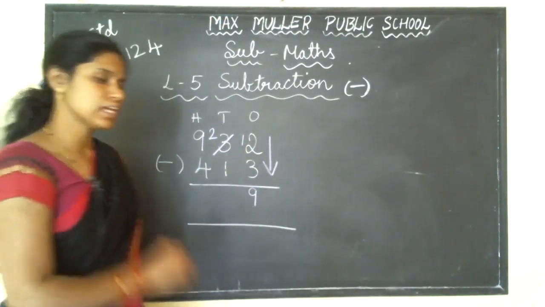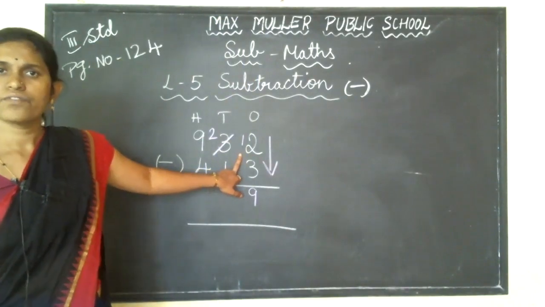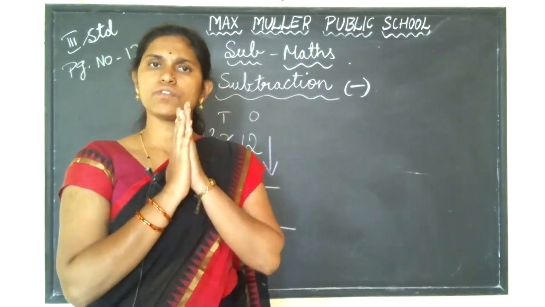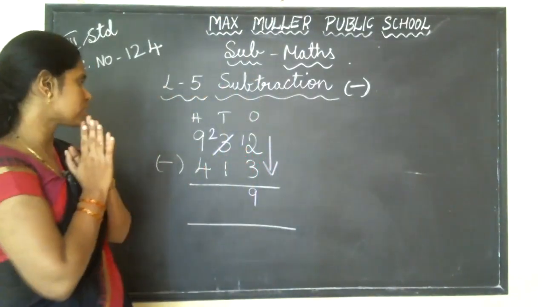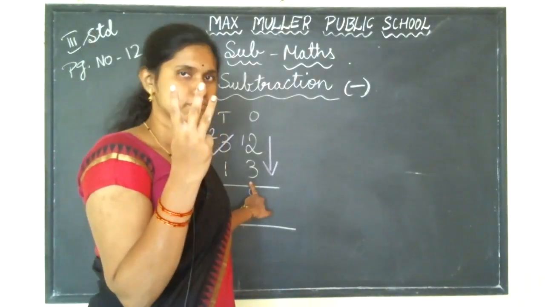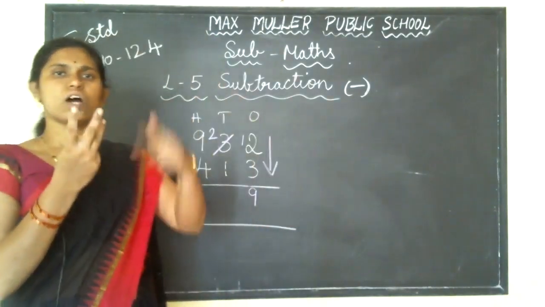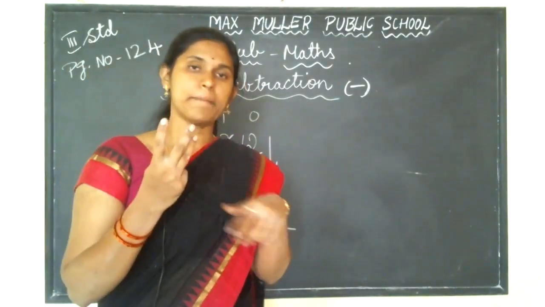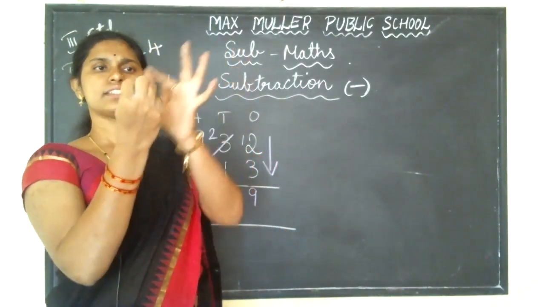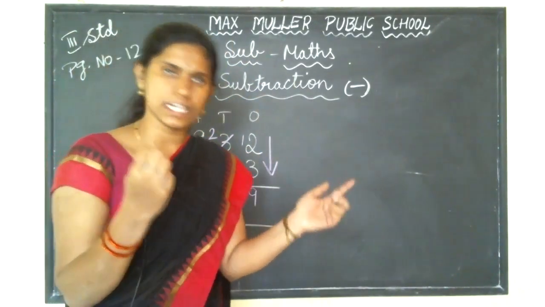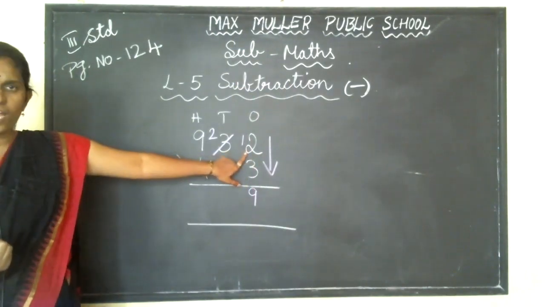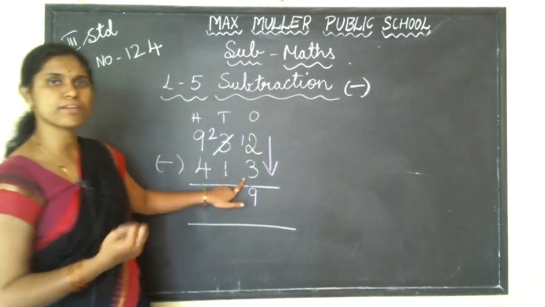Understood how to do this one? See here, they have given 12. Do you have 12 fingers? No, we have only 10 fingers. So the easy method is this: this 3 is there now, keep 3 fingers in your hand. Understood, all of you? Start counting backwards. 12, 11, 10. The next number is what? 9. Write down 9. Understood how to do it? This 12, you have to count, keeping the fingers.